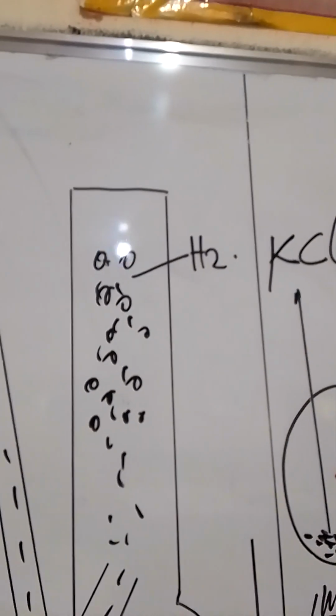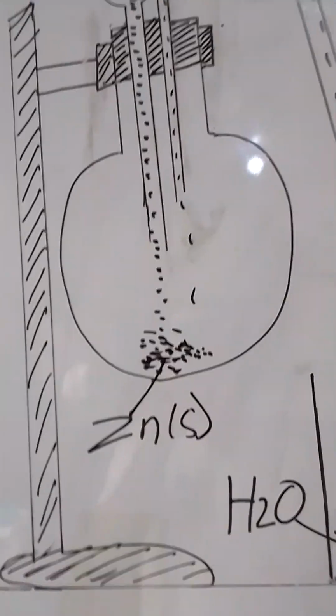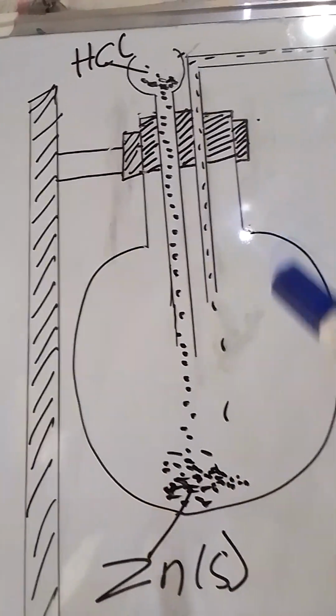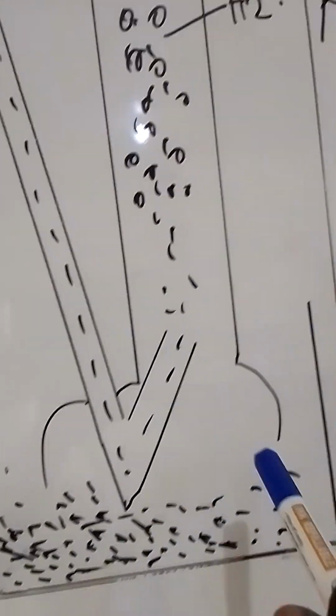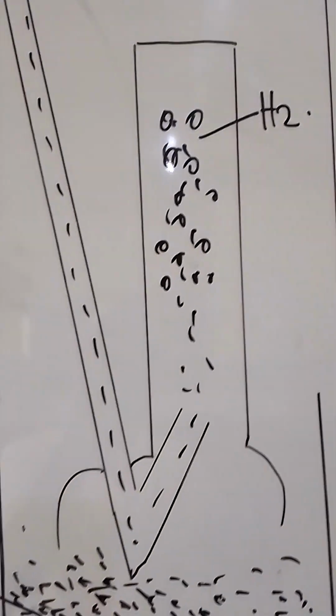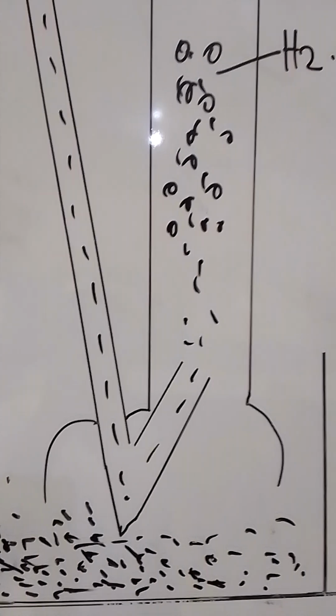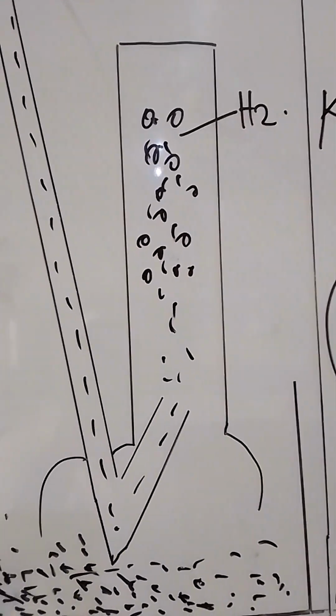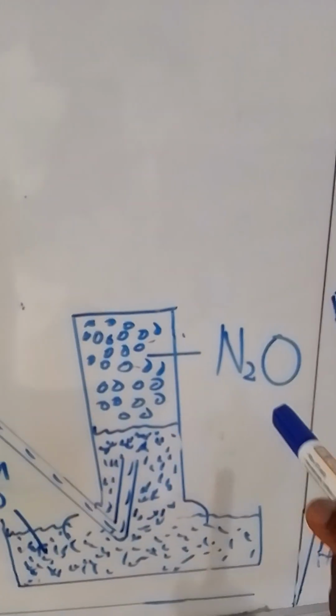Alright, the sixth one here is the laboratory preparation of hydrogen gas. So how do you prepare hydrogen gas? It's very simple. Reacting a piece of metal with HCl, the gas produced is collected over water, and you can see it right there. Now hydrogen gas is very light, I think it's the lightest gas we know. So it's collected by upward delivery.